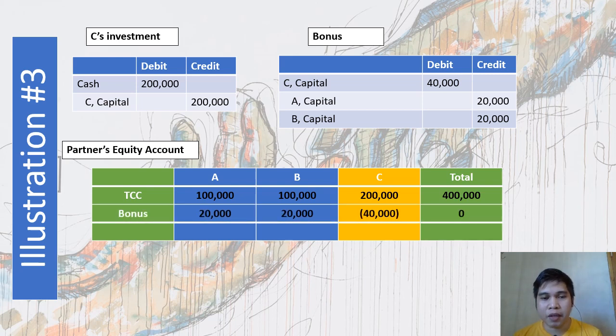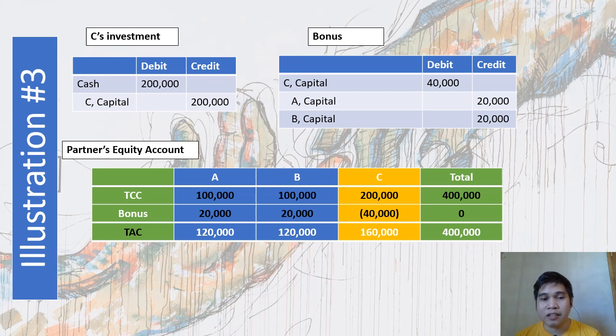Under the bonus, nagbibigay tayo ng 20,000 kay A. Kay B naman, 20,000. Kay C naman, na manggagaling yun kay C, which is 40,000 pesos. So, yung total natin, zero change yan kasi nagpasa lang naman po ng capital credit si C doon kay A and B. So, yung total agreed capital or the capital account of the partnership after the admission, kay A, magiging 120,000 pesos. Kay B, 120,000 pesos. Kay C, 160,000 pesos, which is equivalent to his agreed capital, 40% of the partnership capital.